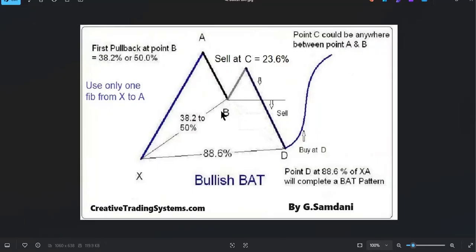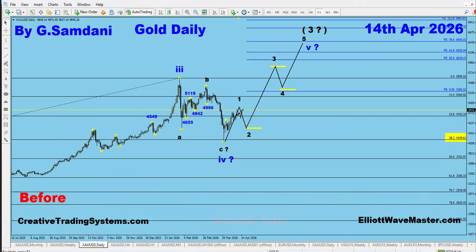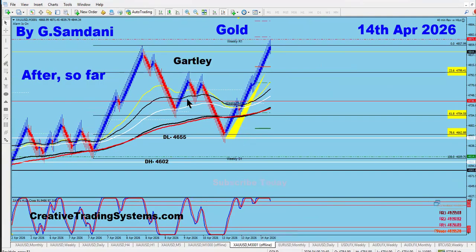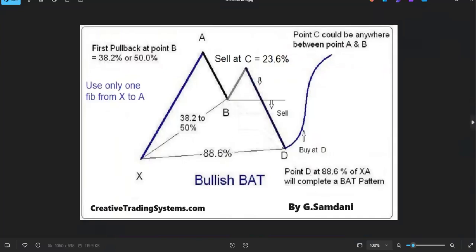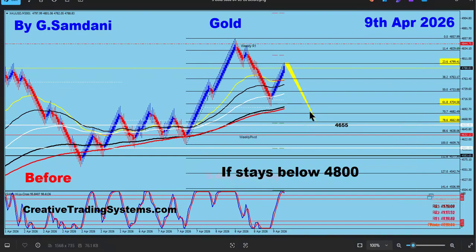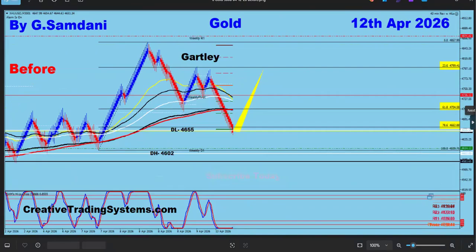So since we had 61%, let me see where that chart is. This one. This was 61%, then 23%, and I was expecting 78%. So what happened to that chart? We came down straight. I made this chart saying that if we're going to go down, we're going to go down to 78%, and look what happened.